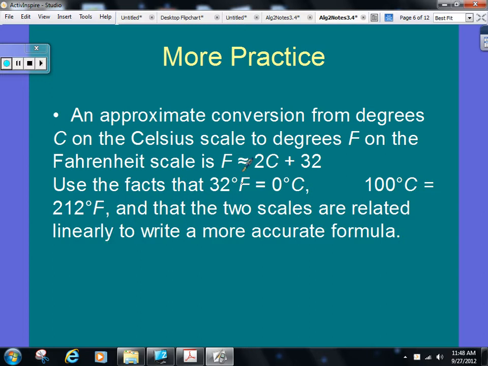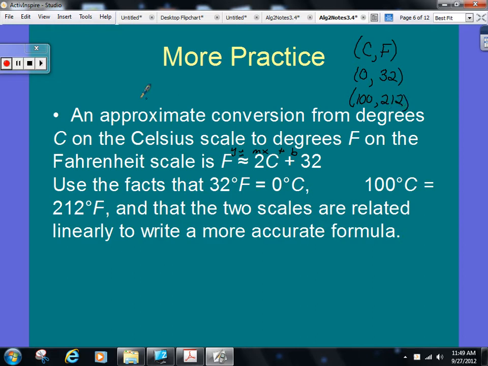Okay, so we are going to relate F and C. I'm going to actually do C comma F. The reason I'm doing that is because this is on the left hand side of the equation, so it just reminds me of y equals mx plus b, but it didn't tell you, so technically it wouldn't matter. (0, 32) I can write as an ordered pair. (100, 212) I can write as an ordered pair.